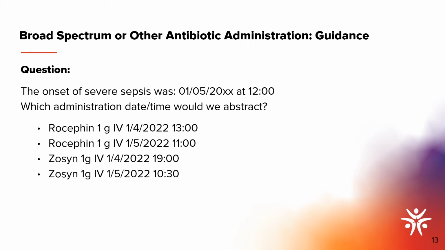The onset of severe sepsis was 1/5/2022 at 12 o'clock. Which administration date and time would we abstract in this scenario? We've got 1 gram of Rocephin given on 1/4 at 1300. We have 1 gram of Rocephin given on 1/5 at 11 o'clock. We have Zosyn 1/4 given at 1900, and we have Zosyn 1/5 given at 10:30.